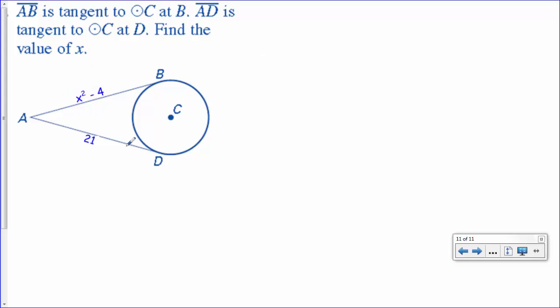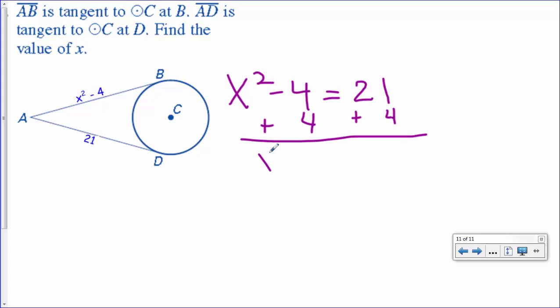Here we have two tangent segments. The question is to find the value of x. So we simply set x squared minus 4 equal to 21 because we know that the tangent segments are equal. If I add 4 to each side, we'll do the algebra. We get x squared is equal to 25. We have two choices, x equals 5, or we could say x equals negative 5.